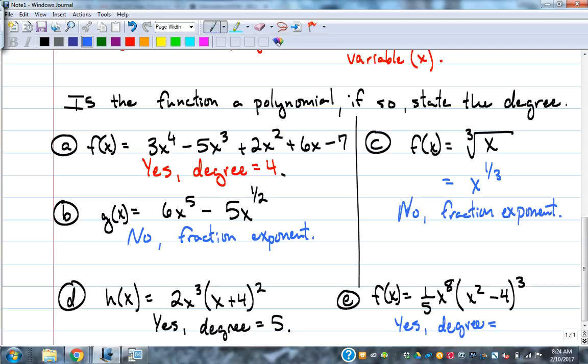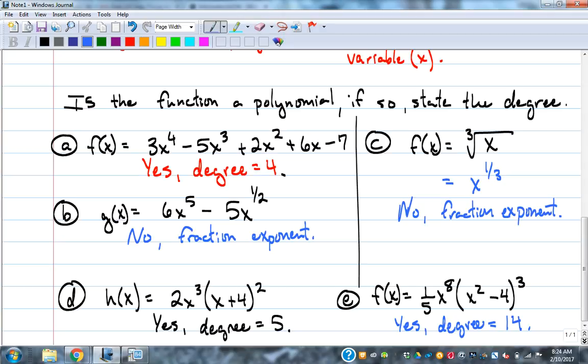Explain why. You're cubing this. So x squared times x squared times x squared is x to the 6th, times x to the 8th will be x to the 14th, so degree of 14. And what that's going to equate to later on when we start solving these is that whatever the degree is, that's how many answers you should have.